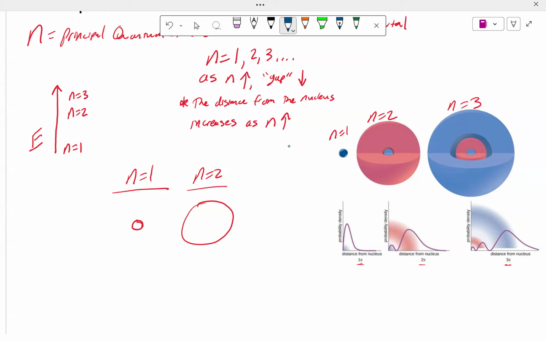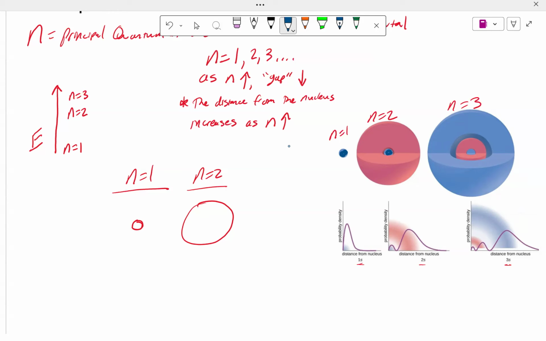And then n equals 2. So here's n equals 1, and then the red part there is n equals 2. Notice how that energy is farther away from the nucleus, and it's a much bigger probability region.